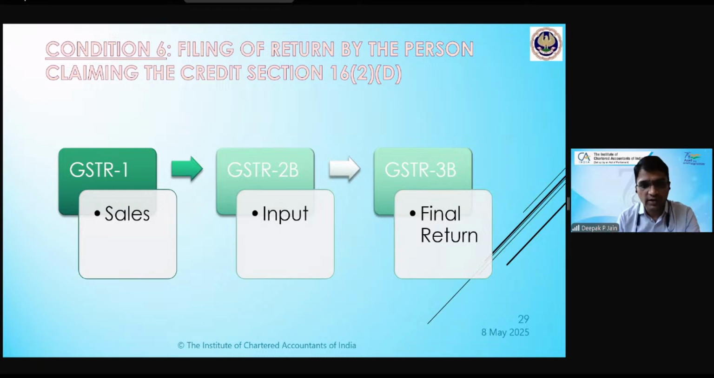GSTR-1 and 2B for the supplier, and GSTR-3B for the receiver. Perfect. So only the receiver files 3B? No, sir. The supplier also has to file. Only then will condition 5 be fulfilled, otherwise condition 5 will not be fulfilled.